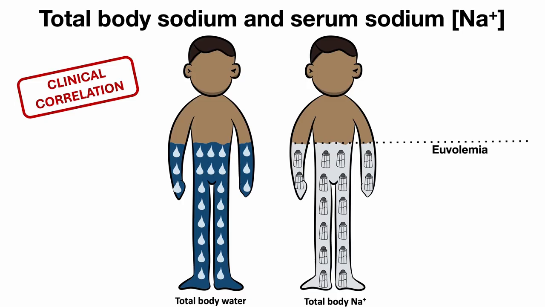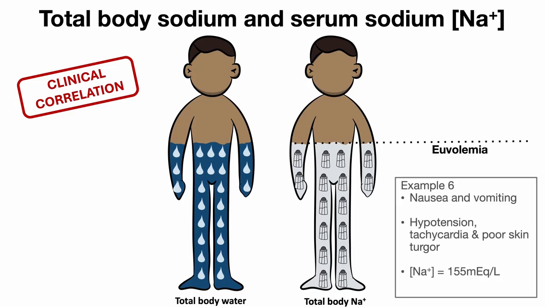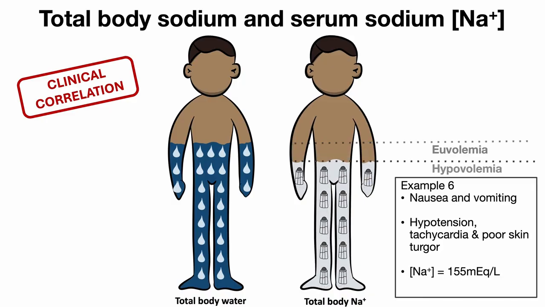In our final example, this patient has had several days of nausea and vomiting and has been unable to eat or drink. They are hypotensive, tachycardic, and have poor skin turgor. By exam, they are hypovolemic and have low total body sodium. Here we also see the serum sodium is high, suggesting a water deficit.